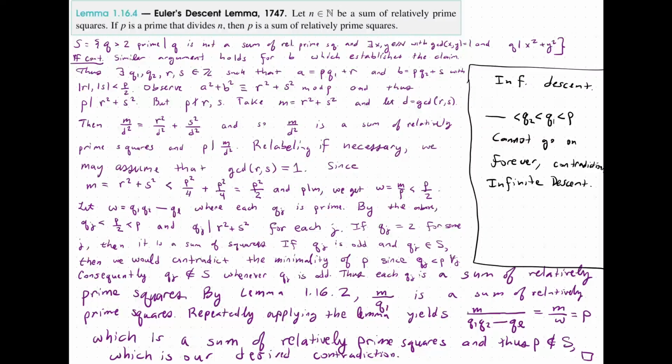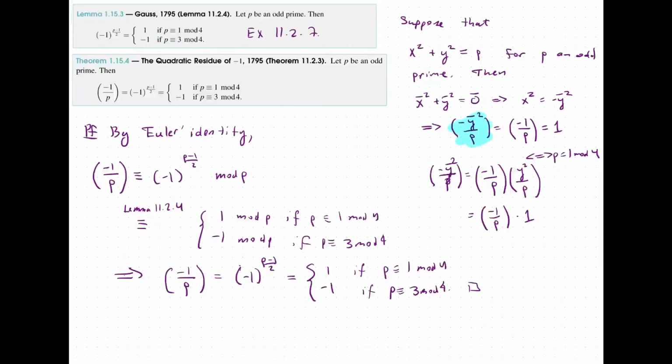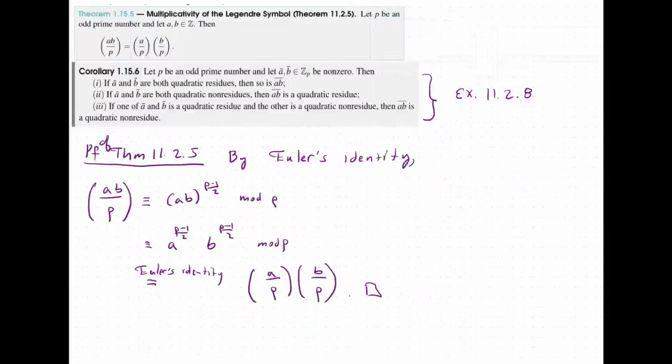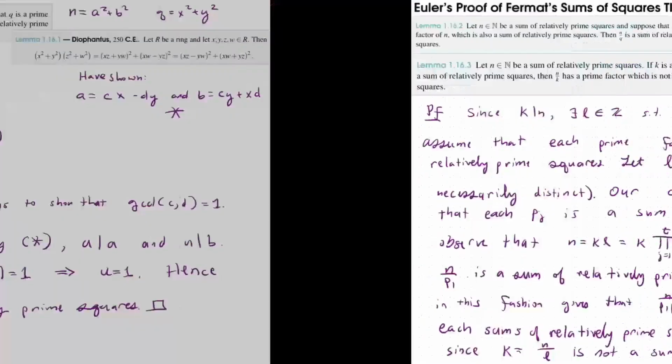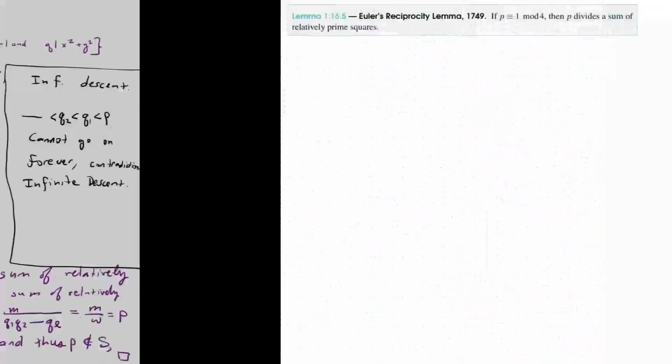So now we have Euler's descent lemma. We need one more statement and we will have Fermat's sum of two squares theorem. So before getting to Euler's reciprocity lemma, let us recall the quadratic residue of -1. And so it's rather silly because this argument will make Euler's reciprocity lemma just follow automatically. And so the quadratic residue of -1 tells us that if we have (-1 on P), then it's equal to 1 if P is congruent to 1 mod 4. So let us go to the reciprocity lemma.